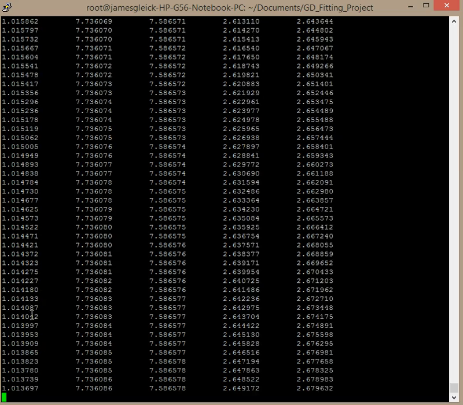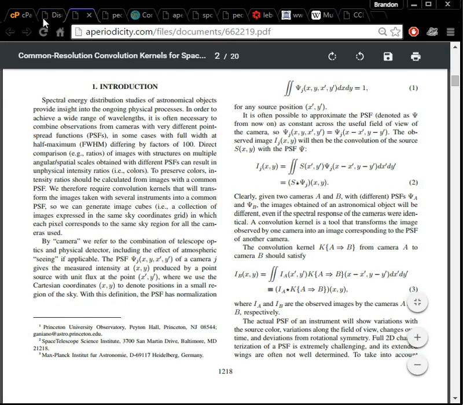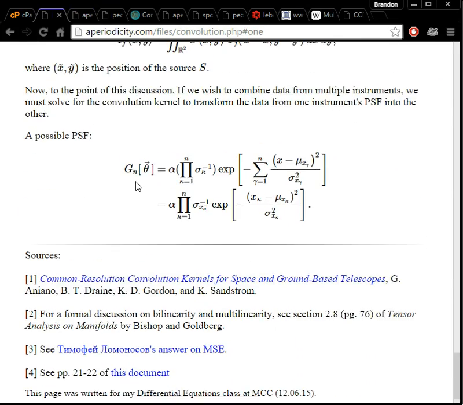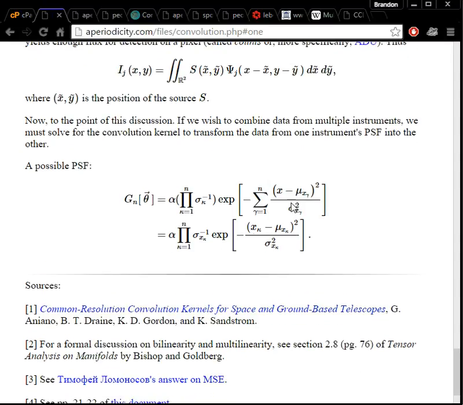And we see that, so let me show you what I mean. So here is a Gaussian function. This won't be here when the page is finished, but I call it G sub n of a parameter vector theta, which contains these parameters alpha, sigma sub x sub gamma, and mu sub x sub gamma. So the sigmas, mu's, and alpha are in the parameter vector theta.